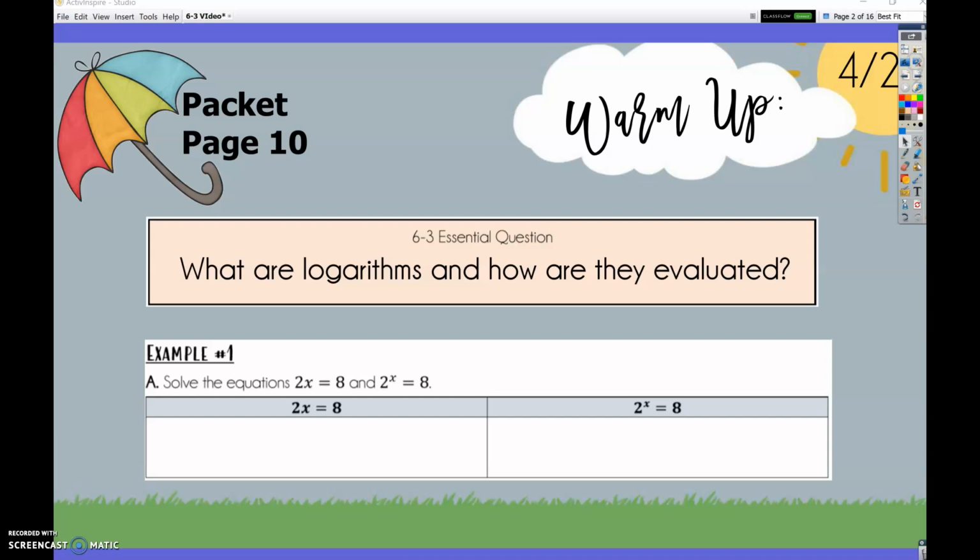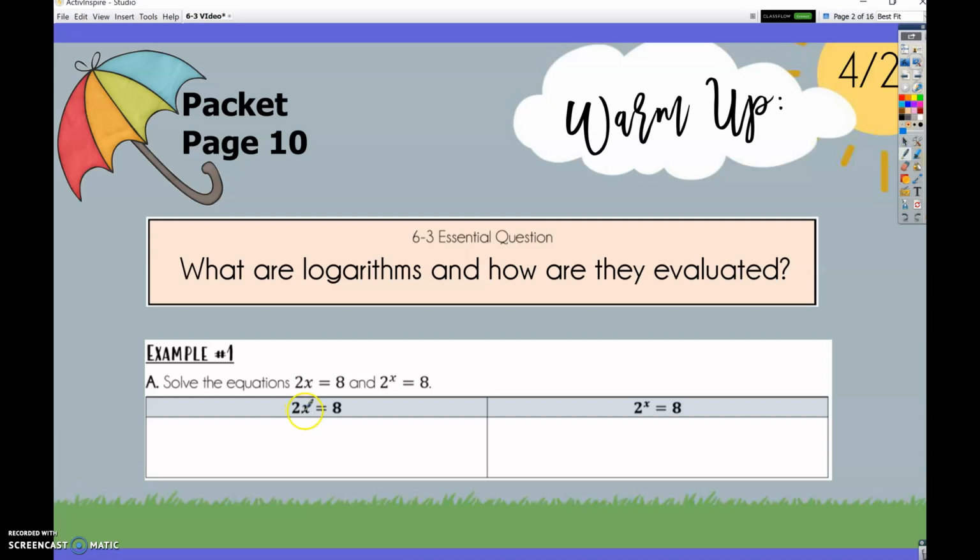In Lesson 6.3, we're going to talk about something called a logarithm, and we're also going to use them to evaluate exponential functions that we worked on in Lesson 6.1. So we start out in example 1 with a pretty simple idea here.